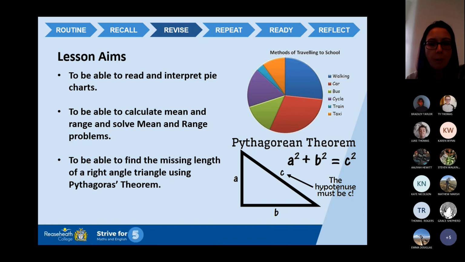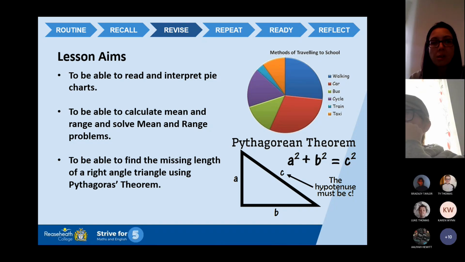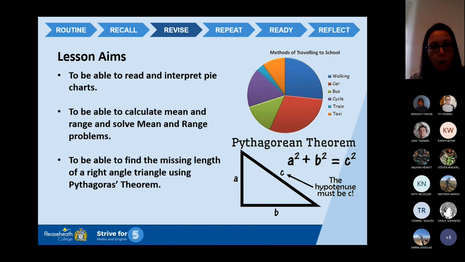So we've got reading and interpreting pie charts because we don't really do much of that in lessons. We haven't done much of that this year. We've got calculating mean and range, which probably lots of you are like, oh my gosh, we can do that. But there are some questions I've thrown in, some different ones. Hopefully you'll whiz through the mean and range questions easily. And then we've got a bit of Pythagoras' theorem in there as well.